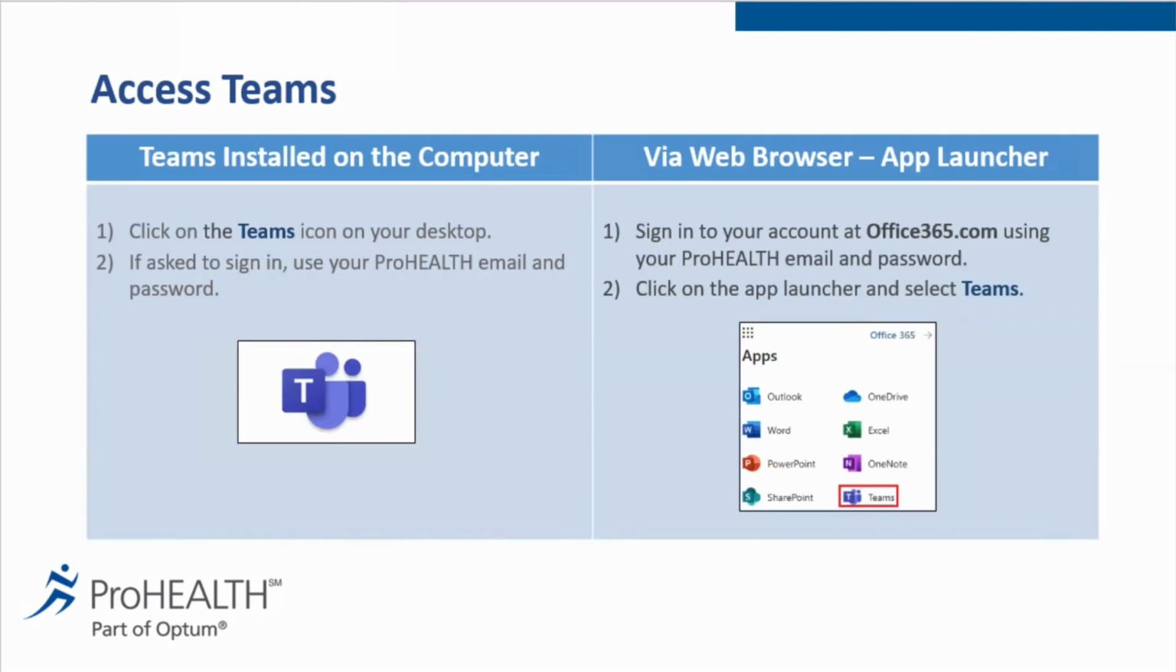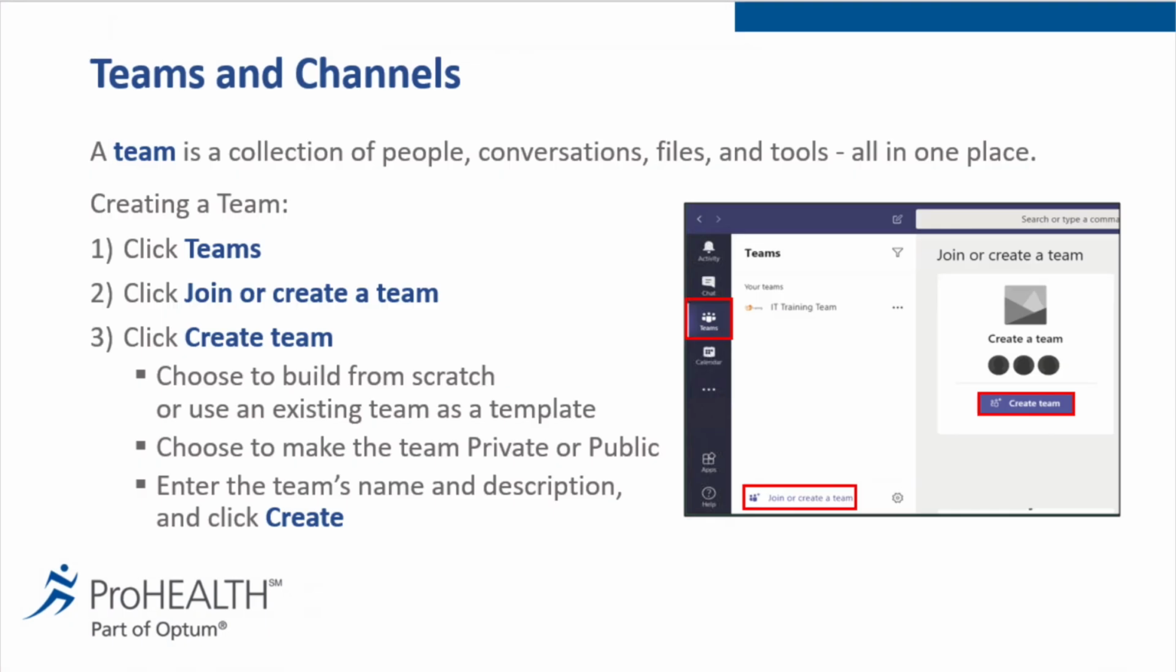Accessing Teams. If you have Teams installed on the computer, click on the Teams icon on your desktop, and if asked to sign in, use your ProHealth email and password. If you're accessing Teams via the web browser app launcher, log into the Office 365 website, and at the upper right-hand corner, click on Sign In using your ProHealth email and password. Click on the app launcher and select Teams.